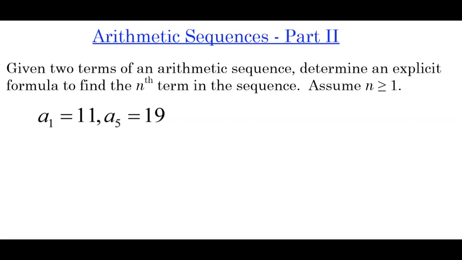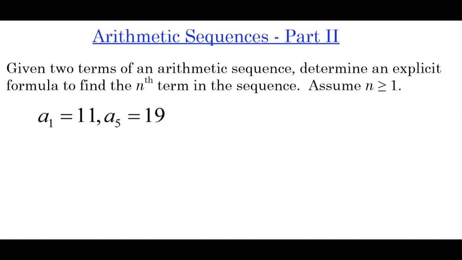Hey everyone, in this video we're going to continue our work with arithmetic sequences. Our first example, given two terms of an arithmetic sequence, determine an explicit formula to find the nth term in the sequence. Assume that n is greater than or equal to 1. So the two terms they've given us are a sub 1 equals 11 and a sub 5 equals 19. So the first and the fifth term.